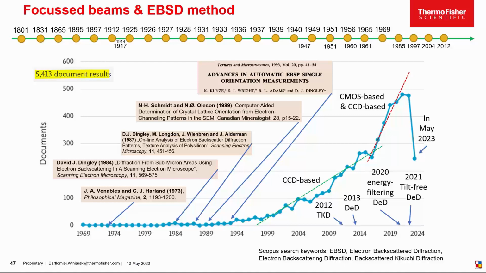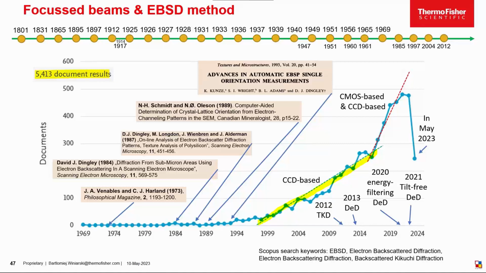This graph shows the number of papers related to EBSD and TKD published each year according to the Scopus search engine, with a total number of papers about 5,400. The key EBSD publications are also indicated. We can clearly see that the number of publications increased when automated EBSD systems became available, first those based on CCD cameras and later CMOS chips. We can see a rather steady increase in the number of publications each year for almost 20 years since the CCD camera emerged.